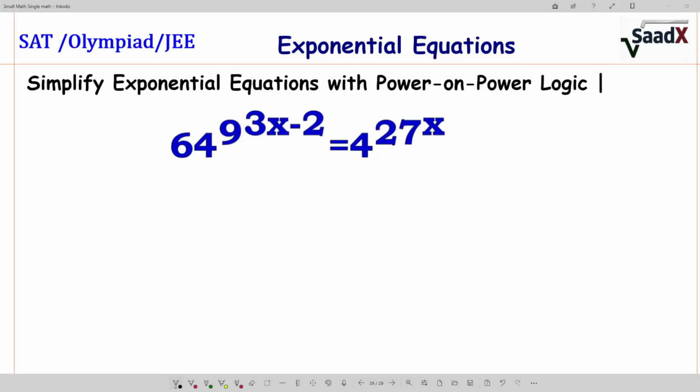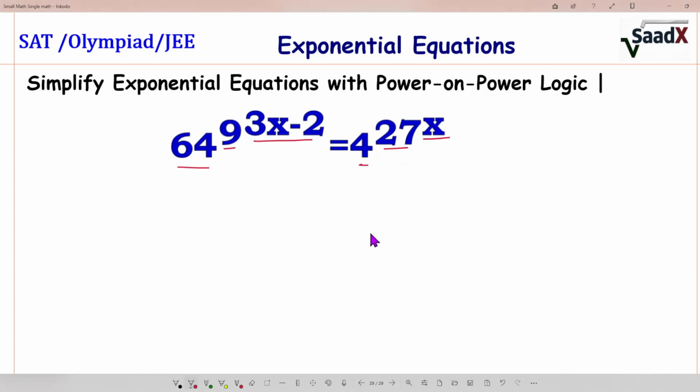Welcome to SAT-X. For SAT or Math Olympiad preparation, today we are going to solve an exponential equation which is 64 to the power 9 to the power 3x minus 2 equals 4 to the power 27 to the power x. It's very important math.